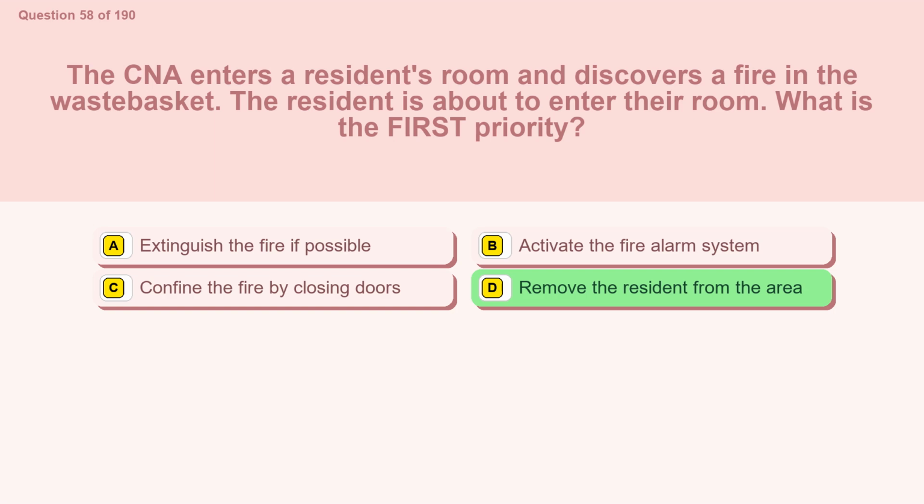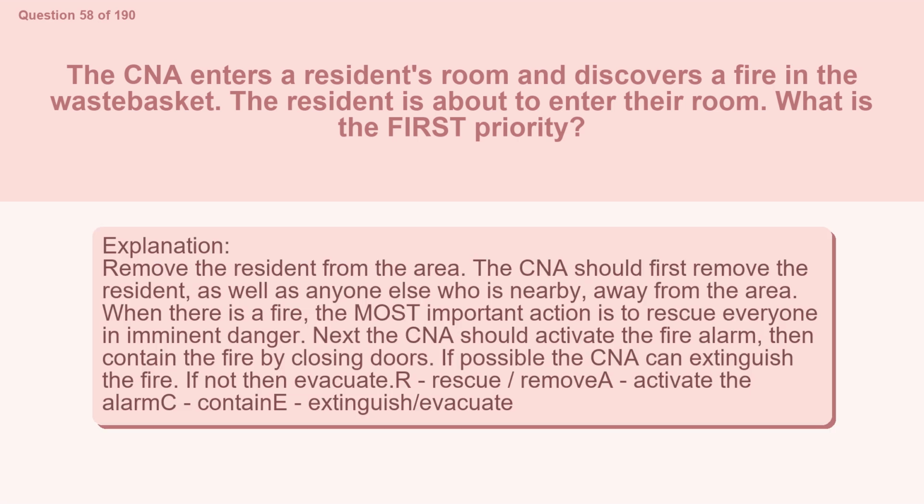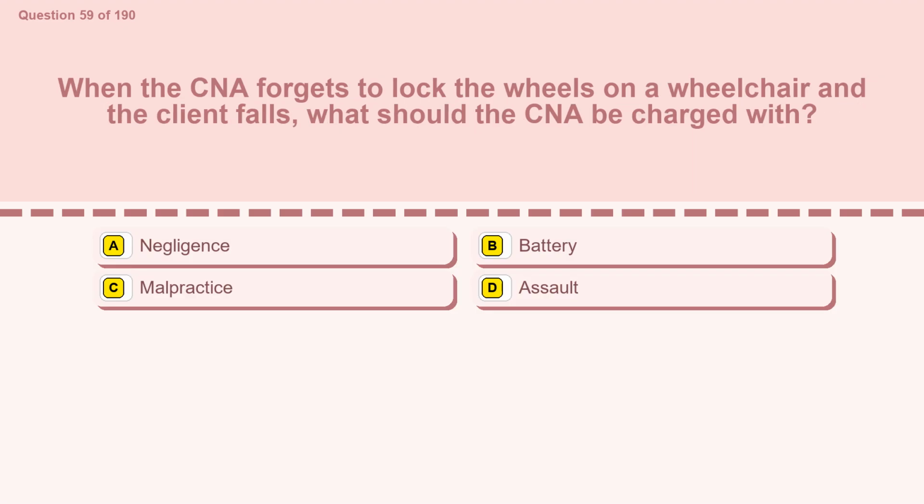The correct answer is option D, remove the resident from the area. The CNA should first remove the resident, as well as anyone else who is nearby, away from the area. When there is a fire, the most important action is to rescue everyone in imminent danger. Next, the CNA should activate the fire alarm, then contain the fire by closing doors. If possible, the CNA can extinguish the fire. If not, then evacuate. R, rescue/remove. A, activate the alarm. C, contain. E, extinguish/evacuate.